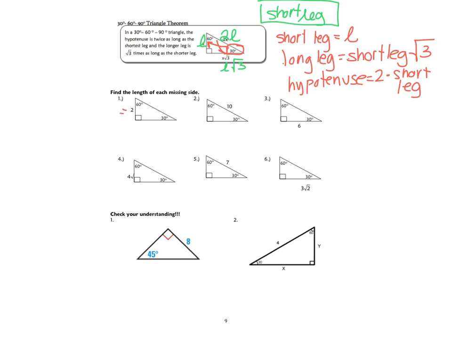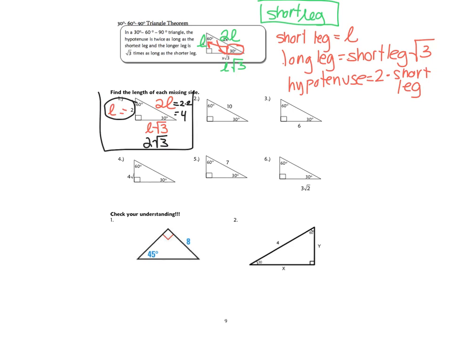So let's label this. This is the short leg, so it's L. The long leg is L root 3. The hypotenuse is 2 times L. So if I go in and plug in, that's my short leg. It's 2. So then this guy is going to be 2 root 3. How do I get that? Because it's L, whatever L is. In this case, it's 2. And then I multiply by the square root of 3. The hypotenuse is going to be 2 times 2, because the short leg is 2, so that equals 4.